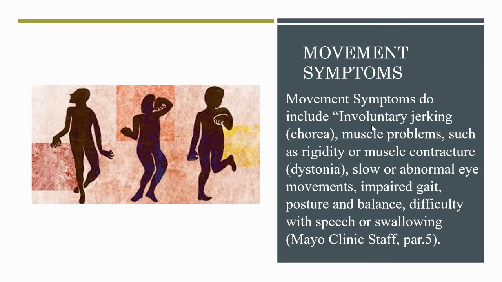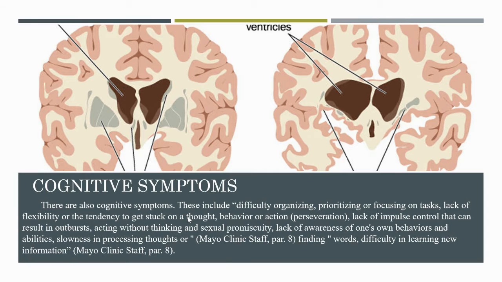So, movement symptoms. There's a lot of movement symptoms for Huntington disease, shown in the picture above. They can't control their limbs at some point because the brain starts deteriorating. That will be shown in another image below. But some symptoms can include involuntary jerking, muscle problems, slow or abnormal eye movement, and difficulty with speaking or swallowing.